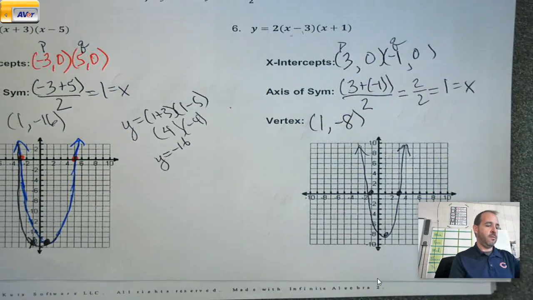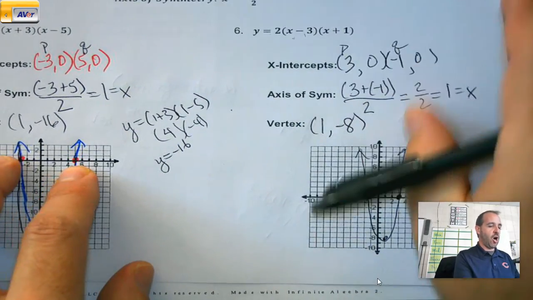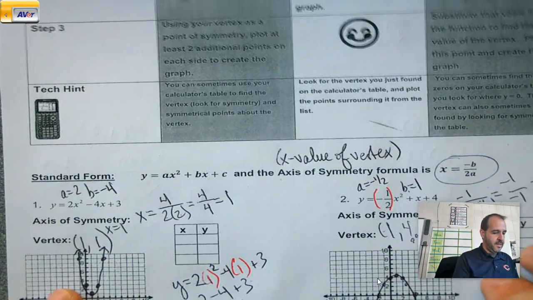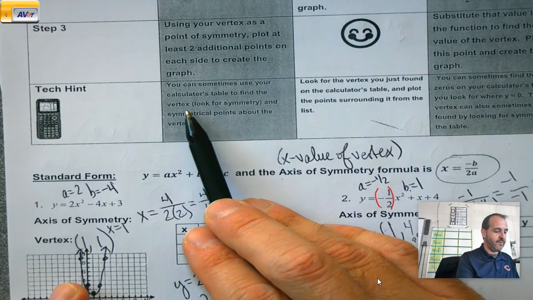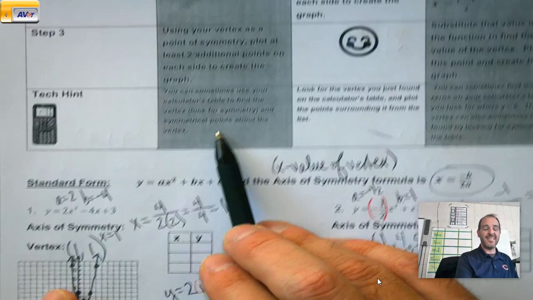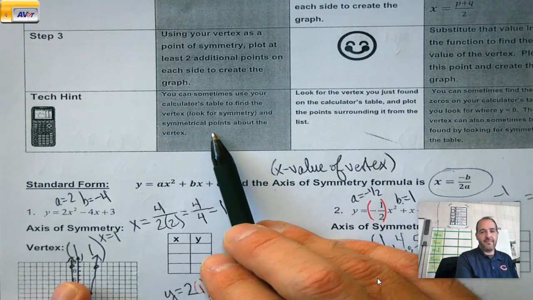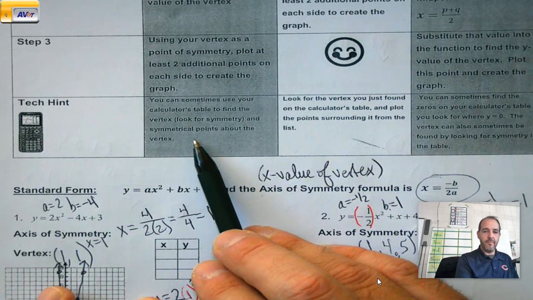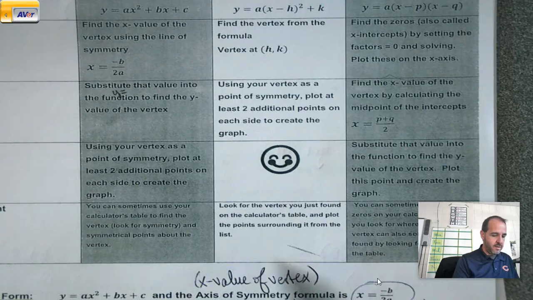Okay. So let's make sure that we didn't miss anything here on the front. Use the calculator's table to find the vertex. Look for symmetry, especially if we know the x value. Just go to the x value and we can see. Plot the points surrounding on vertex form. Yeah, we did that.